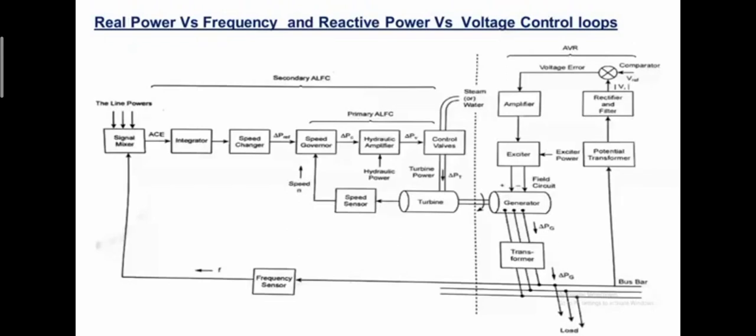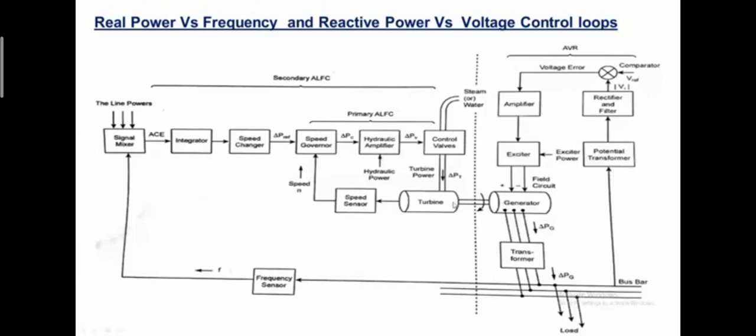The next important topic is the real power versus frequency and reactive power versus voltage control loop. This block diagram completely covers the power system control. Here, two control loops are available: the first is the real power versus frequency control loop, and the second is the reactive power versus voltage control loop. First of all, let's consider this block. This is the turbine generator set. The turbine is coupled with the generator.